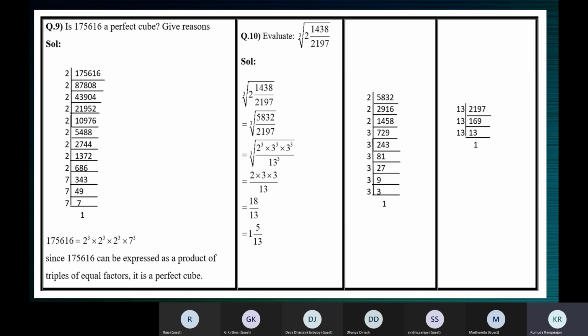Please complete this as homework. Have a look at both the answers, children. I'll just wait for some time. Have a look at both the answers. Any doubts, please get them clarified.